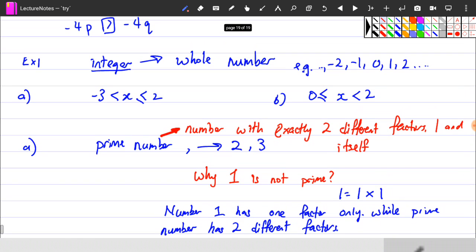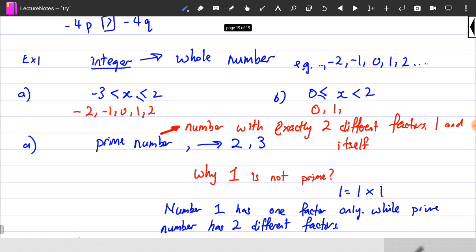Okay, so integer. Did they teach you to draw number line? Yeah, they did. So, what is the answer here? -2, -1, 0, 1, comma 2, right? The next one? Do you want 0? Yes, right? 1? Do you want 2? No, so that's the answer.